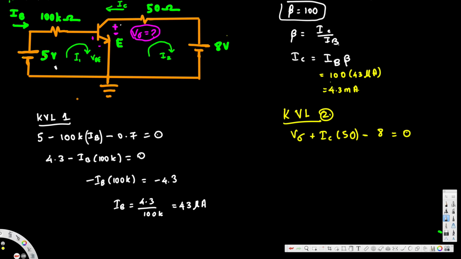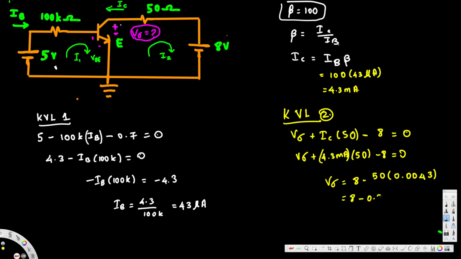We already found IC, that's 4.3 milliampere. Let's plug it right here. V sigma plus 4.3 milliampere times 50 minus 8 is equal to 0. So V sigma is equal to 8 minus 50 times 0.0043. So 8 minus 0.215, and that's equal to 7.785 volts. This is our V sigma voltage, and that's it.